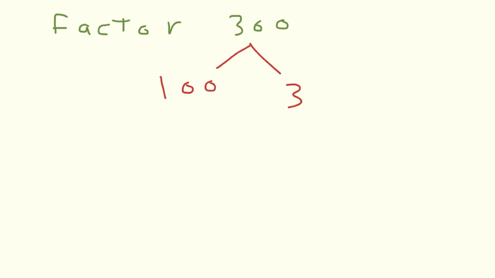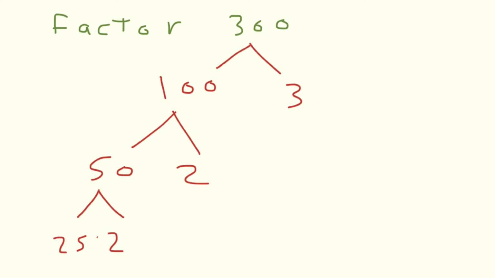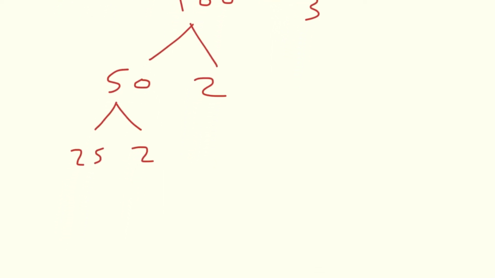And you can also say that the 100 itself is 50 times 2. So that's already 50 times 2. And then the 50 itself is 25 times 2. And then the 25 itself is actually 5 times 5.